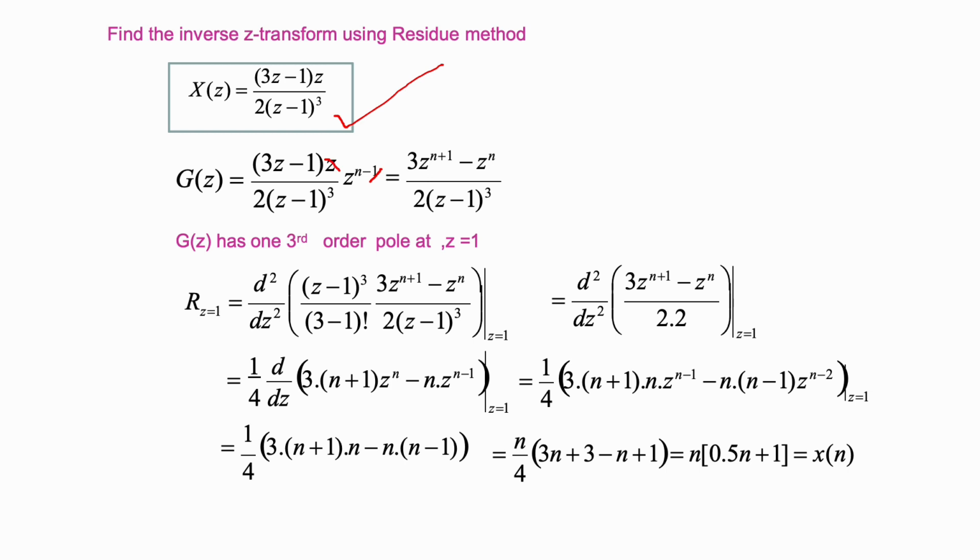So this has to be differentiated two times. First you do the first differentiation, and you will get this. Then you do the second one. Afterwards you substitute z equal to 1, so the final answer will be this one. This is the inverse z transform using the residue method. You only have to use the formula. If it is a single pole, it is easy. If it is a multiple pole, we have to solve it using the formula.